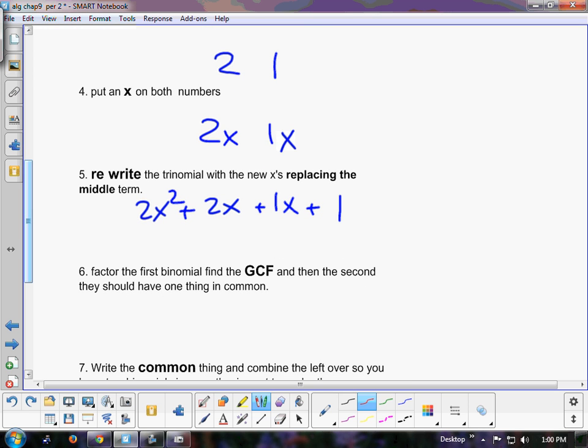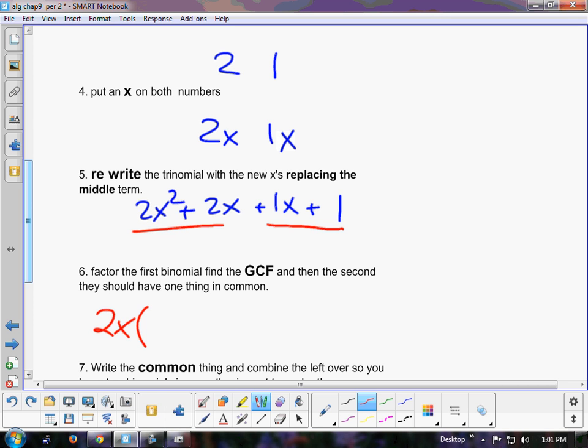Again, if you're talking through the whole thing, you're not going to get this. You should be doing the question. Then you have two groups. Two groups. The first group, you're going to factor out everything you can. What can I factor out of the first group?